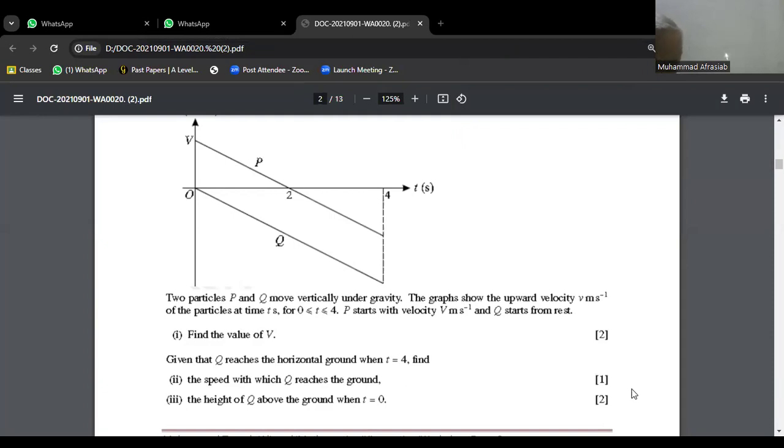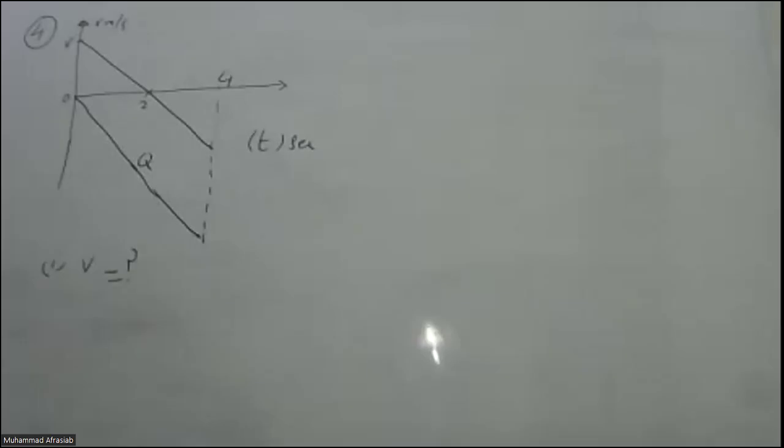Part 2: Given that Q reaches the horizontal ground when t is equal to 4, find the speed with which Q will reach the ground, and the second part is the height of Q above the ground when t is equal to 0. Now, the value of v there.